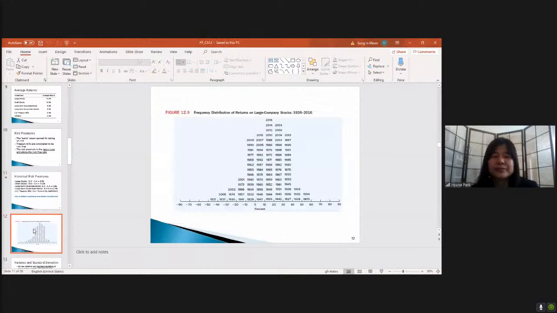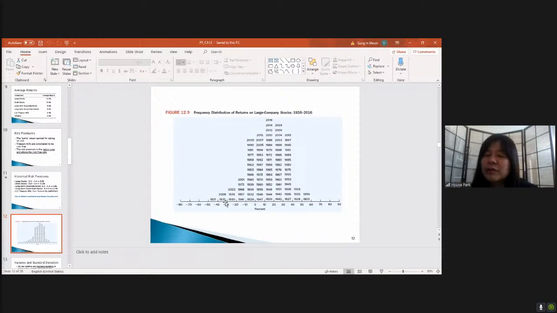You may remember learning a histogram in a statistics class. If you don't remember, let me remind you. A histogram is a frequency chart. During the 90 years we are using, from 1926 to 2016, this histogram is for large company stock portfolio returns. For example, in 2008, we had a financial crisis. The stock market, large cap stocks, lost over 30%. That was a huge negative return. And that kind of huge negative return happened in 1937 as well.